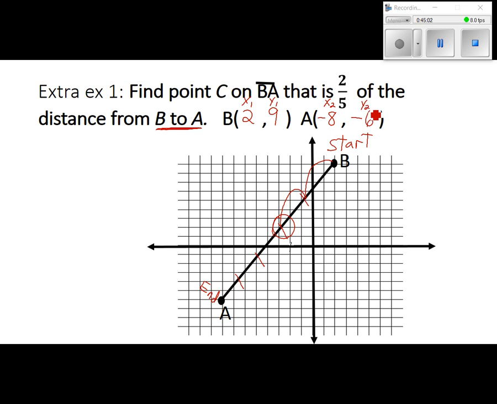So let's just do the x's. I think the formula said x1, what's x1 this time? Plus a fraction, which is 2/5, times X2 minus X1. What's x2? Negative 8 minus, what's x1? 2. This is for your x's. Type all that into your calculator.